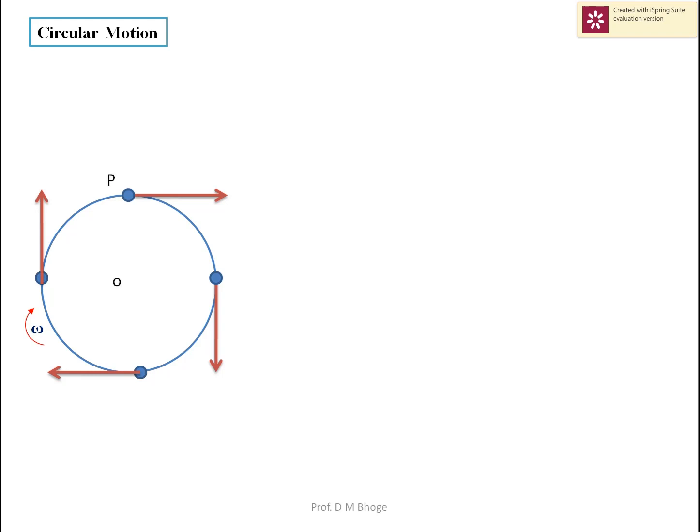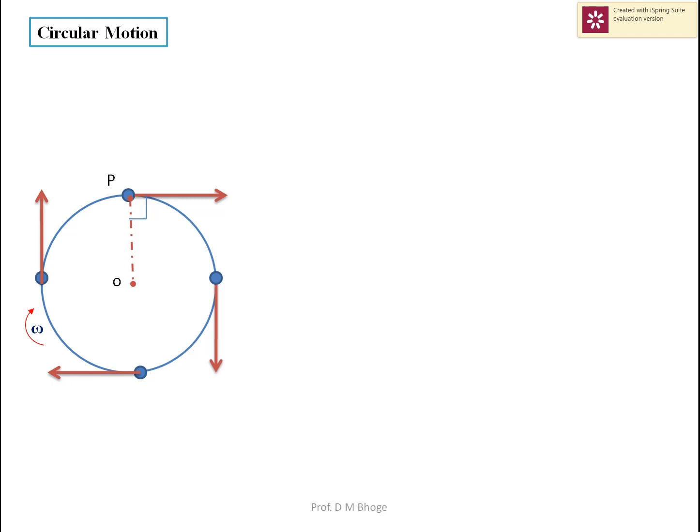Now let us name this particle as particle P and the center of rotation as O. OP becomes the radius of rotation. What we have said, that linear velocity is tangential to the path of motion at all the instances of rotation. Now if it's tangential to the path of motion, obviously it will become perpendicular to the radius of rotation OP. Well, this is about the direction of linear velocity of a particle in circular motion.